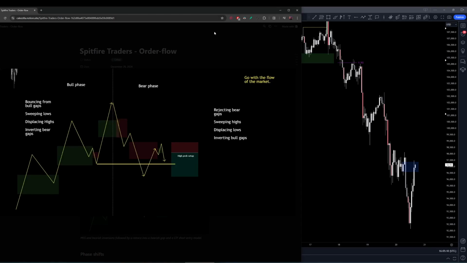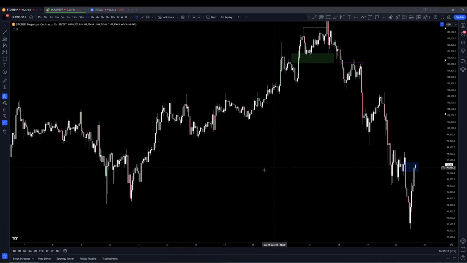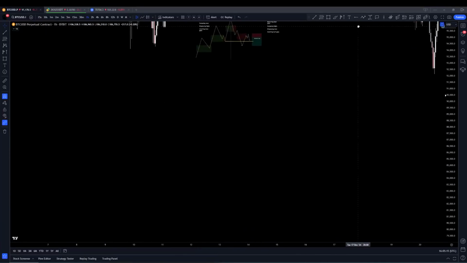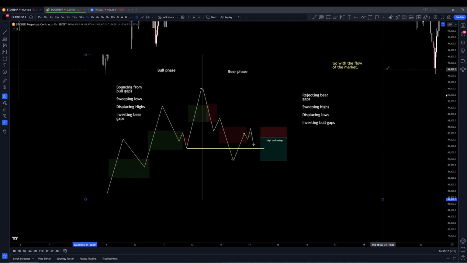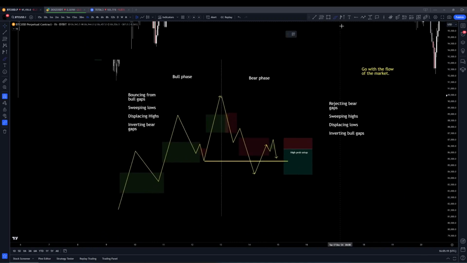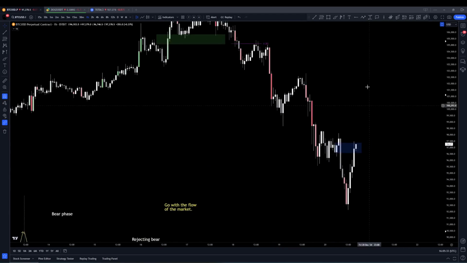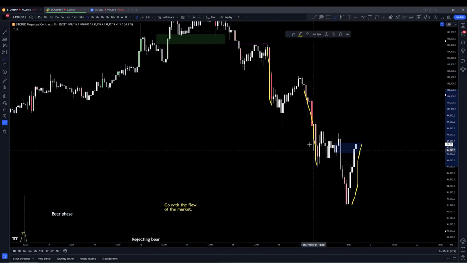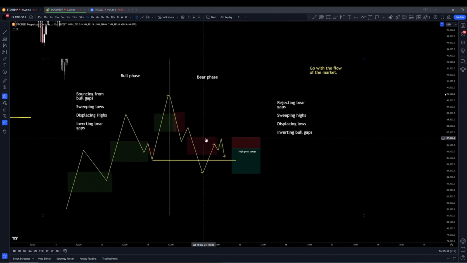So at this side here, see if I can pull this in to here. Yes. On this side, you can see here is a bullish phase in the market. We're bouncing from bullish gaps, we're sweeping lows, we're displacing above highs, or pushing above highs. Displacing is just a fancy word for push, when the market's pushing with force. Like this is technically displacement. You can see it pushing with force. This is definitely displacement. That's all that means.